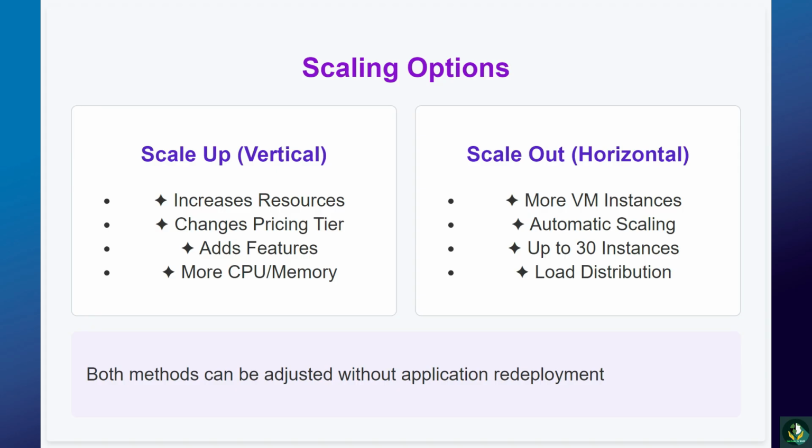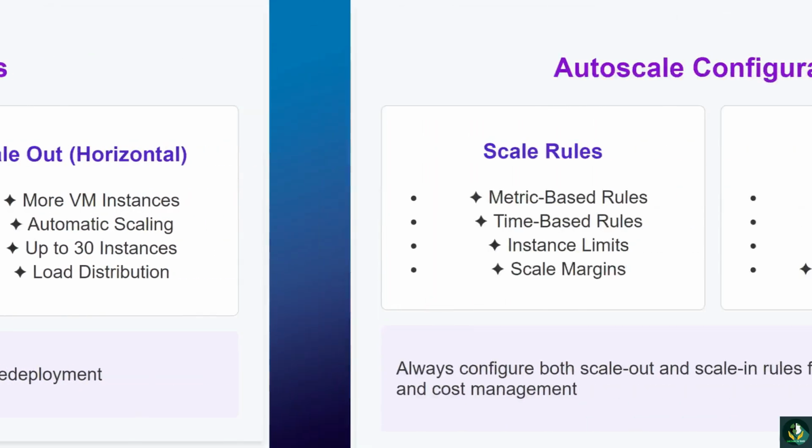When implementing autoscale, think about your application's usage patterns. Set rules that anticipate traffic spikes during business hours or special events, and configure scale down.